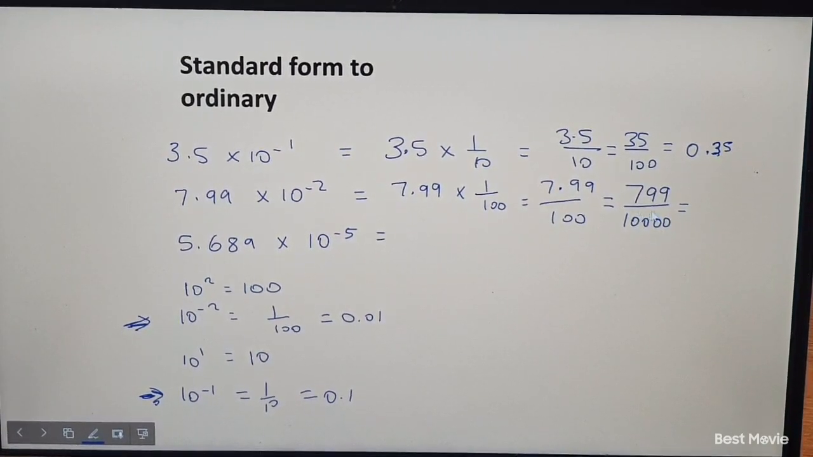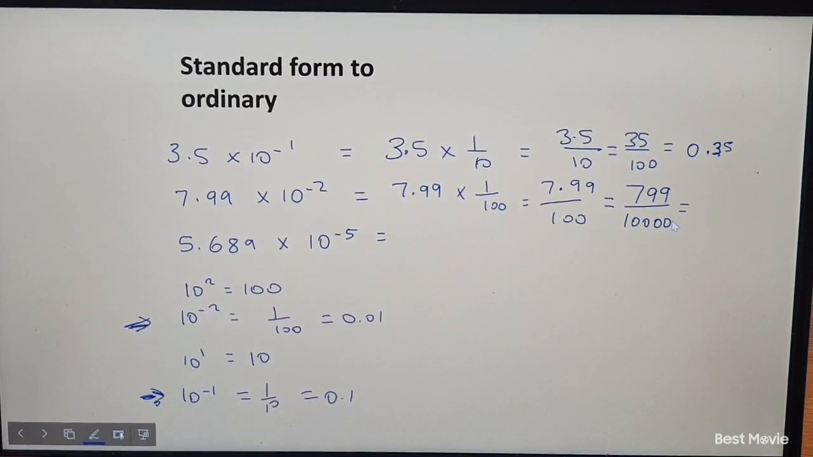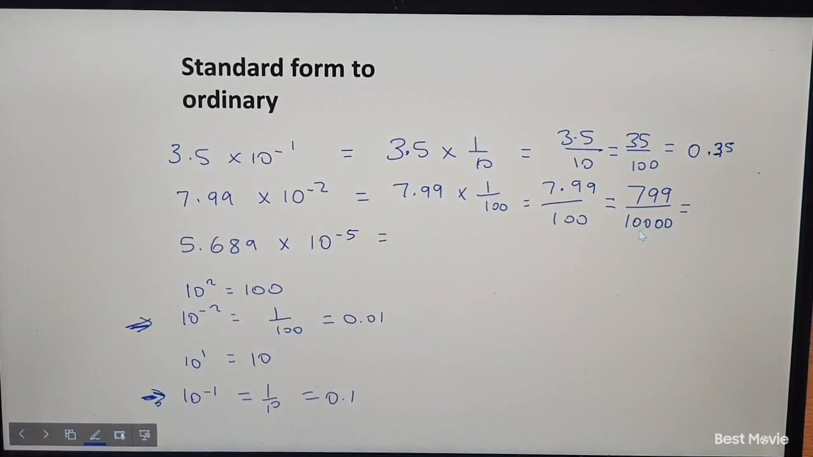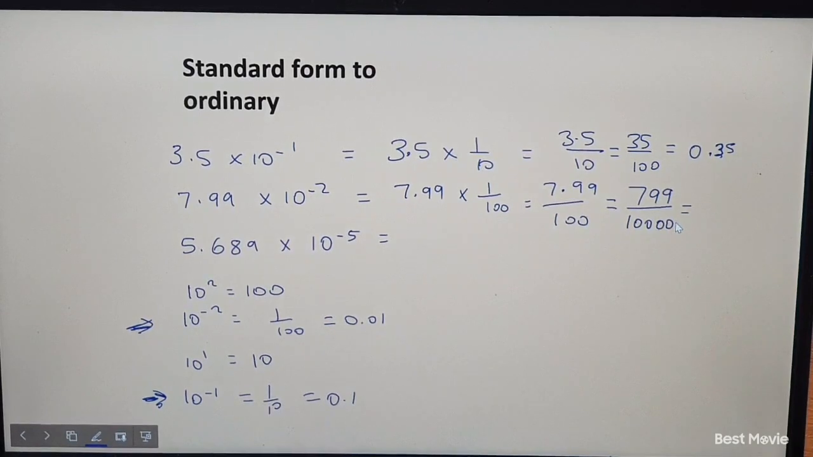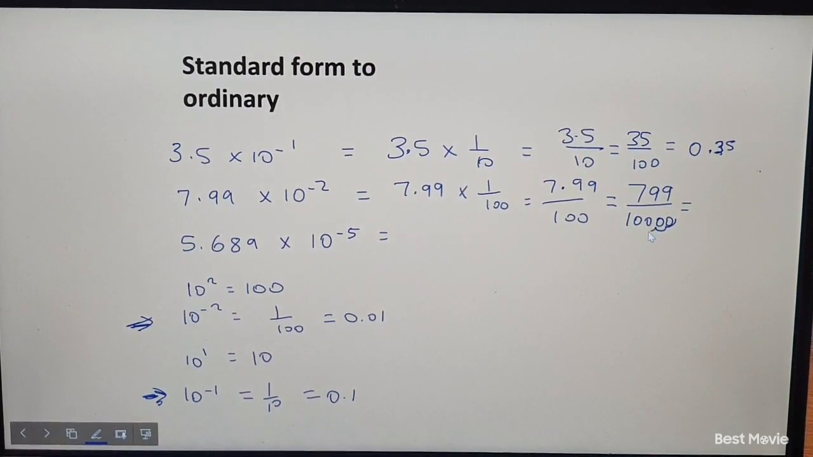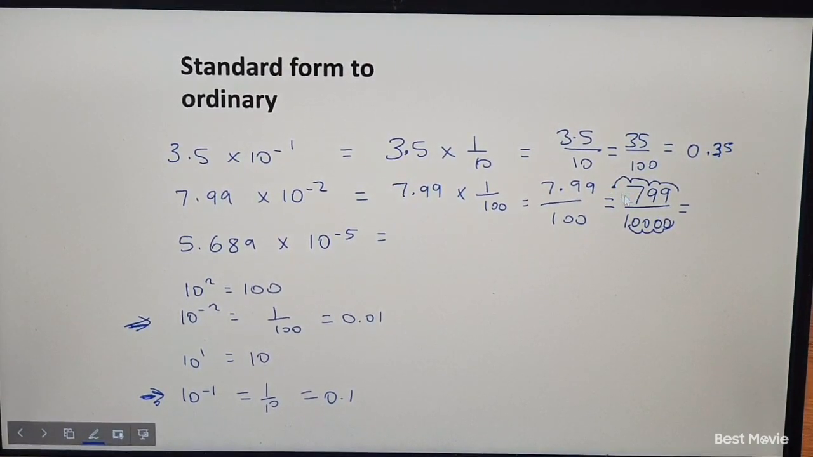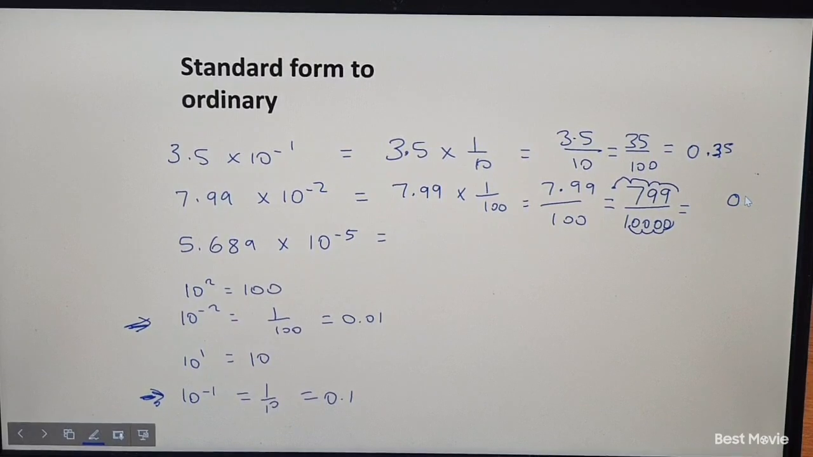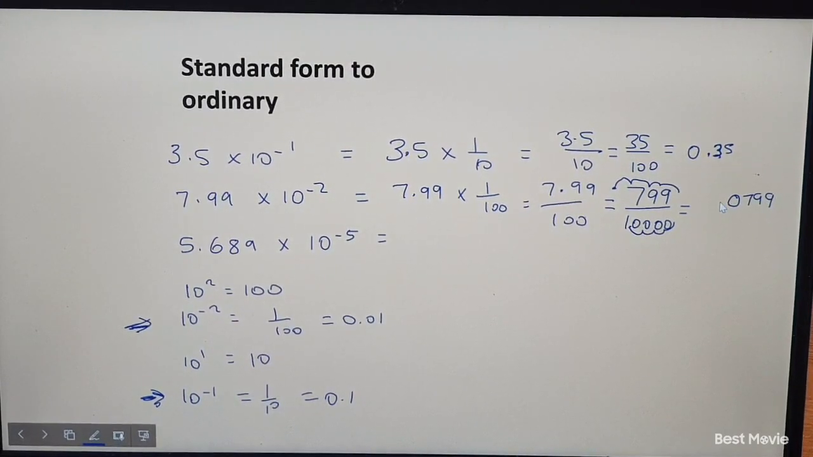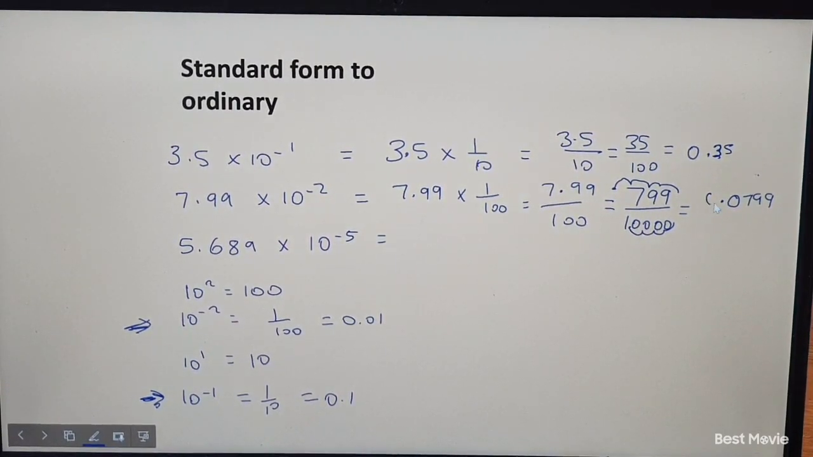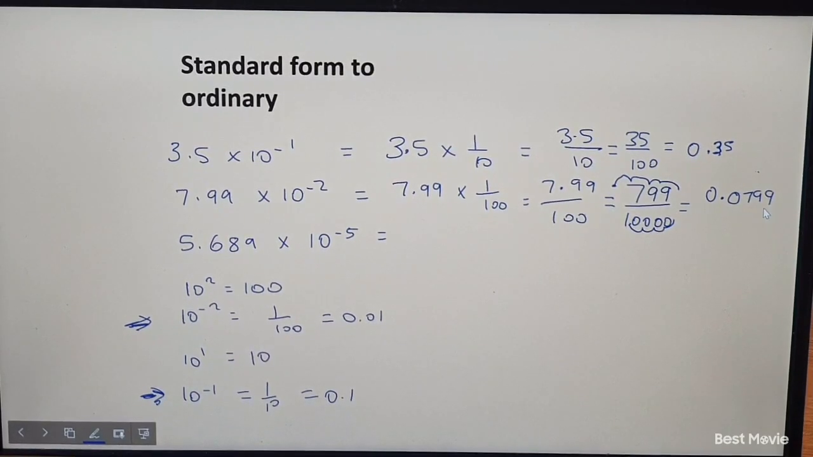Okay, and then this is a method that we were using in primary as well. So you can do the hoop method to get the zeros back to 1. So 1, 2, 3, 4. So 4 hoops. So I need to do 4 hoops in the numerator as well. 1, 2, 3, 4. So I know there's going to be a 0 in front of the 799 before I put my decimal point and a 0.